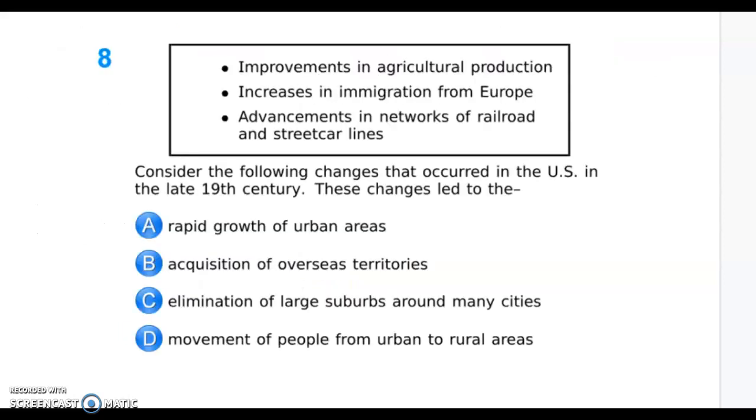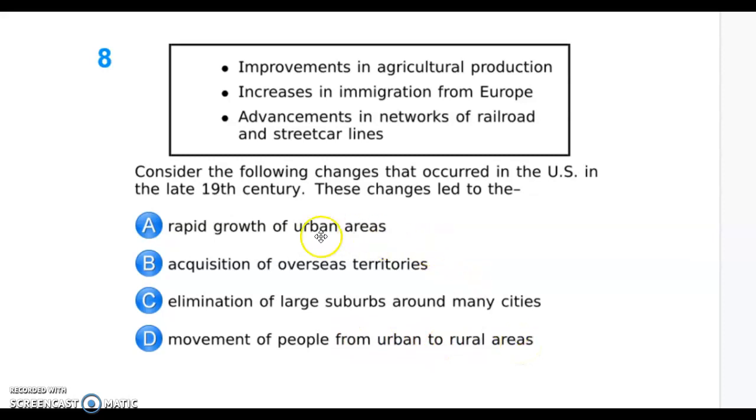So here, the test question states: improvements in agricultural production, increases in immigration from Europe, advancements in networks of railroad and streetcar lines. Consider the following changes that occurred in the U.S. in the late 19th century. These changes led to... So you're looking at what changes happened because of these three things up here. Is it A, rapid growth of urban areas? B, acquisition of overseas territories? C, elimination of large suburbs around many cities? Or D, movement of people from urban to rural areas?